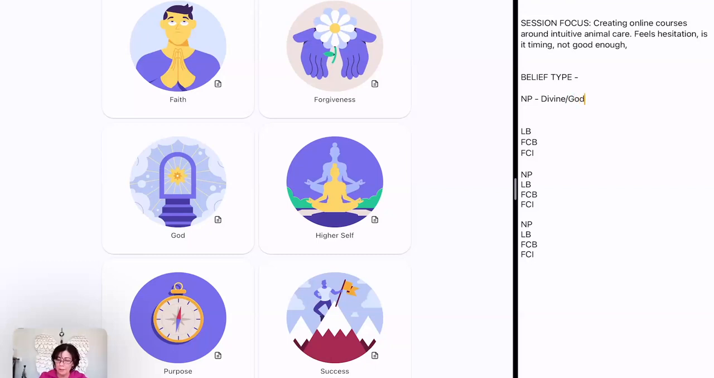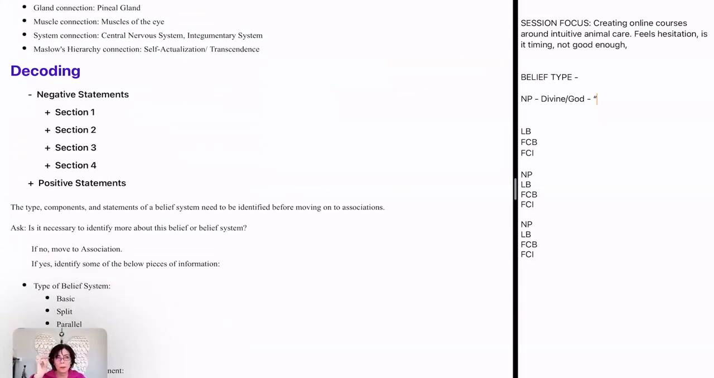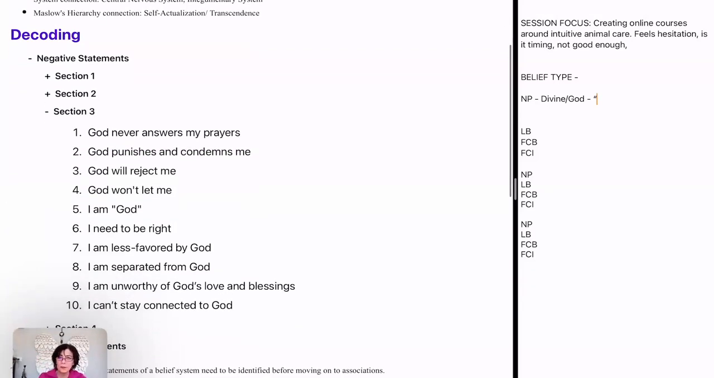Whoops, that's a B. God. And let's see if we find a belief in there. Negative statements. Okay, we're looking at section 1, 2, 3, section 3. And then Keiko, don't look at them. Okay. We don't want to influence the muscle testing. Is it odd? True. Odd. Yeah, because you might be looking at it and thinking, oh, I think it's that one, and that might throw my testing off.